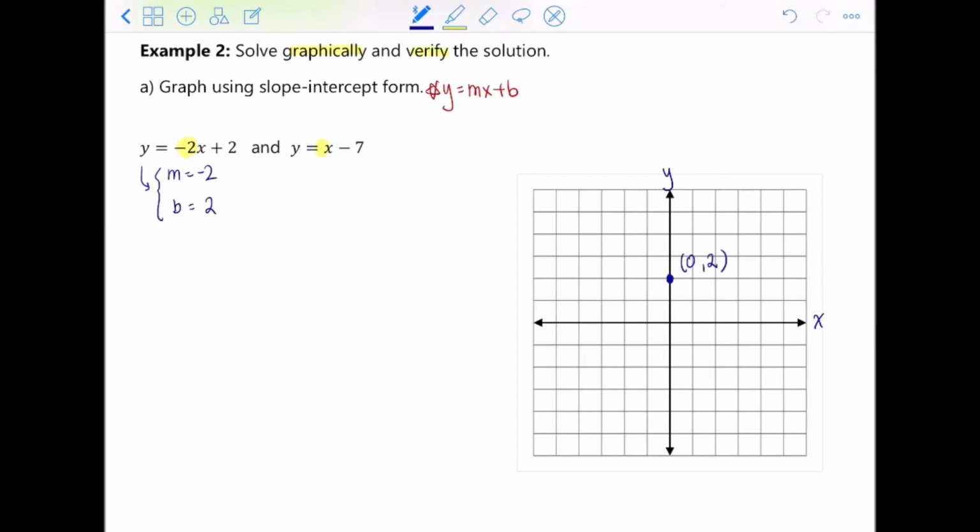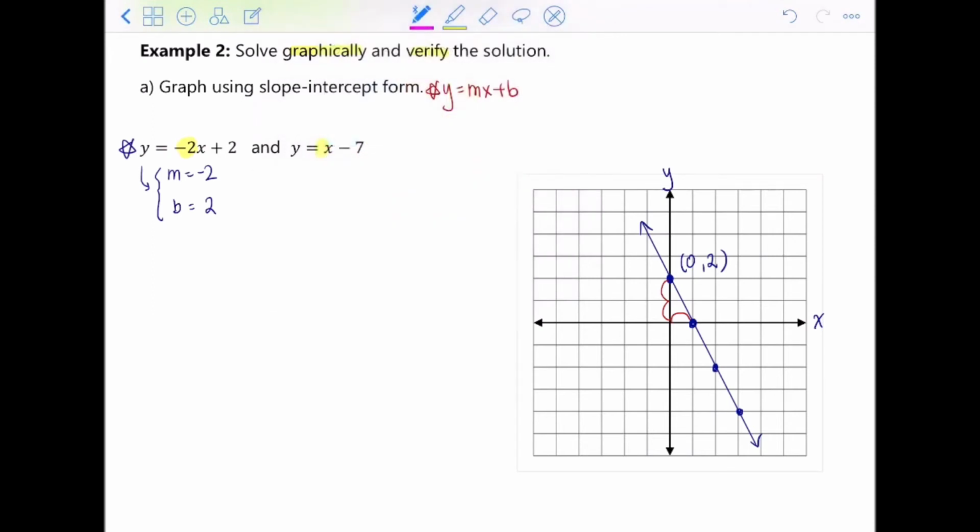And the slope is rise over run, so it goes down 2 and 1 to the right. So we go 1, 2, and 1 to the right. So we have a new point right here. And then you continue the pattern this way. And we're going to connect the points. All right, so this is our first line.